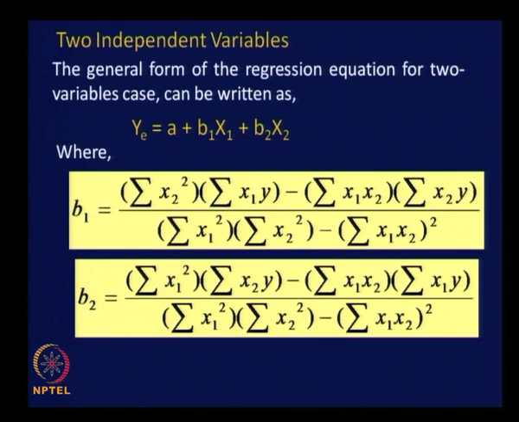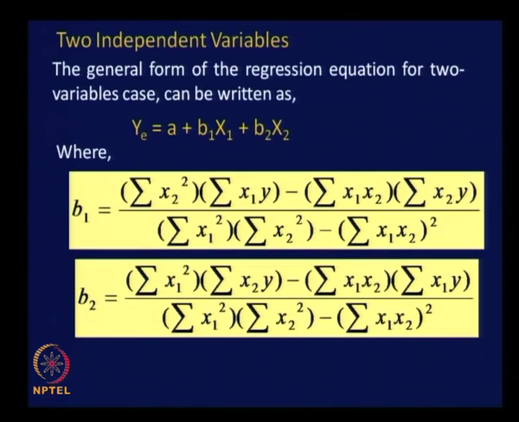Of course, some of you will be able to memorize these equations and still manage to do regression analysis involving 2 independent variables. It is easy to memorize. You can just see the denominator is the same in both the cases, and if you interchange x1 and x2 for the numerator, you will get the second equation from the first equation. You have to write x1 in place of x2, that is it.